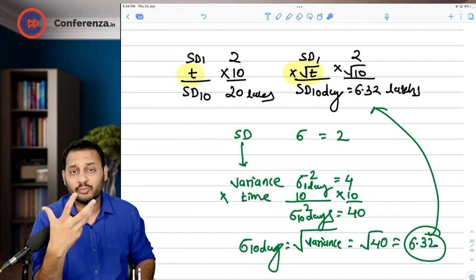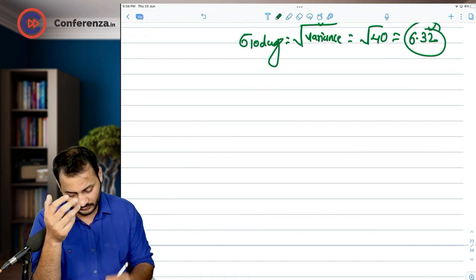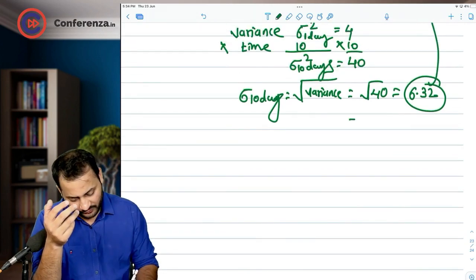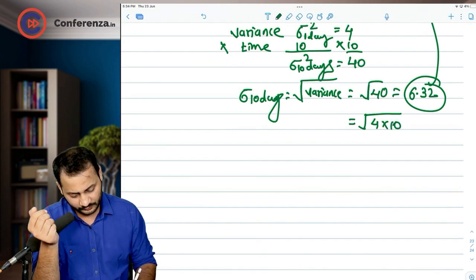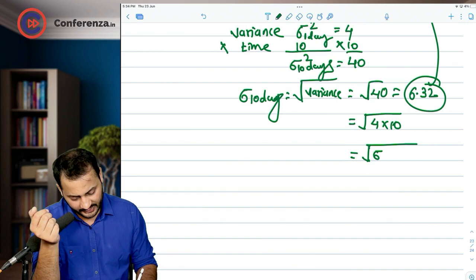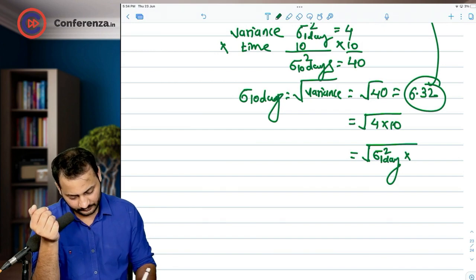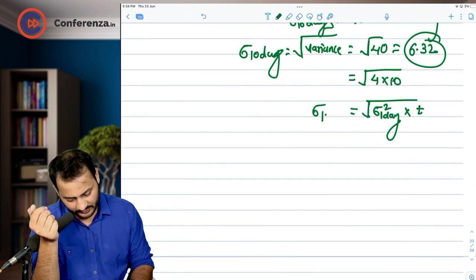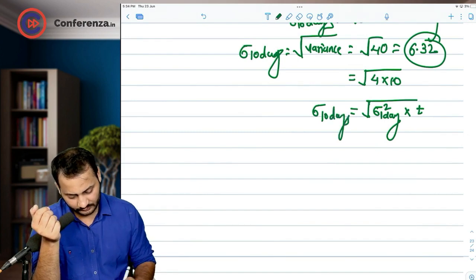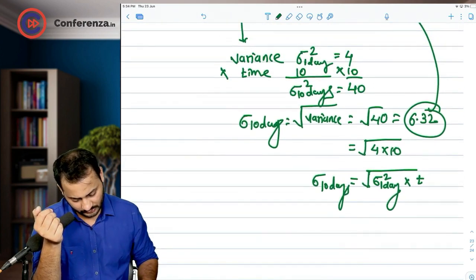Now what is the formula? Under root 40 is derived with this answer, 4 into 10. 4 is nothing but the variance of one day, and 10 is nothing but the time. Am I right? And this is standard deviation of 10 days. 40, no?